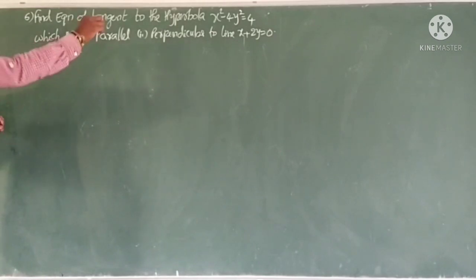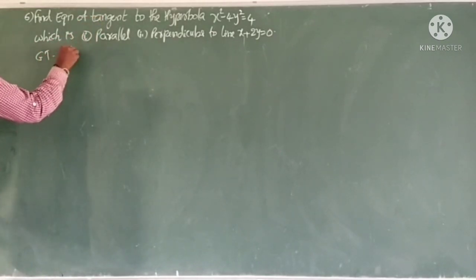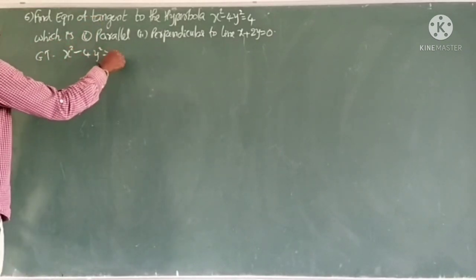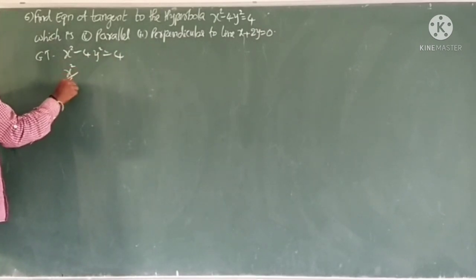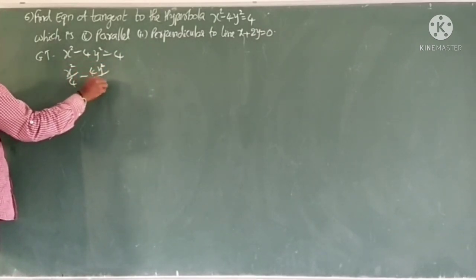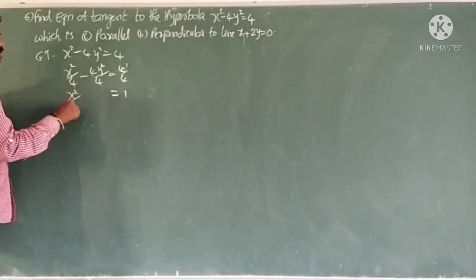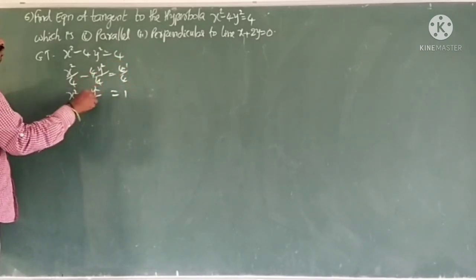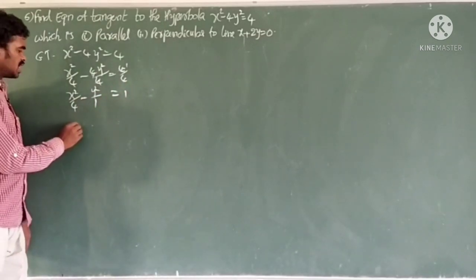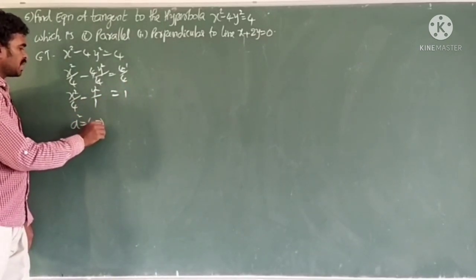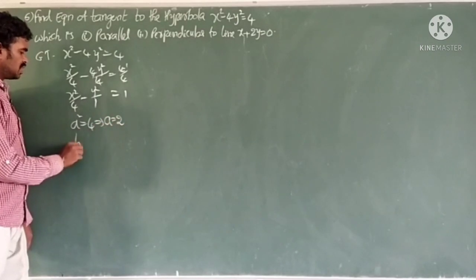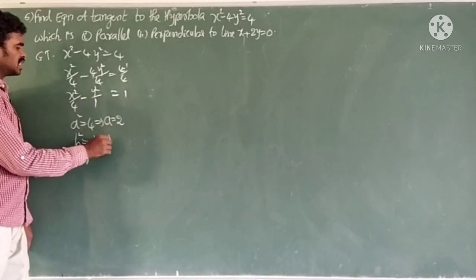Okay. How to find? Given that x square minus 4y square equal to 4, so divide by 4, we get x square by 4 minus 4y square by 4 equal to 4 by 4, which is equal to 1. x square by 4 minus y square equal to 1. So a square is 4, that means a is 2. b square is 1, that means b is 1.